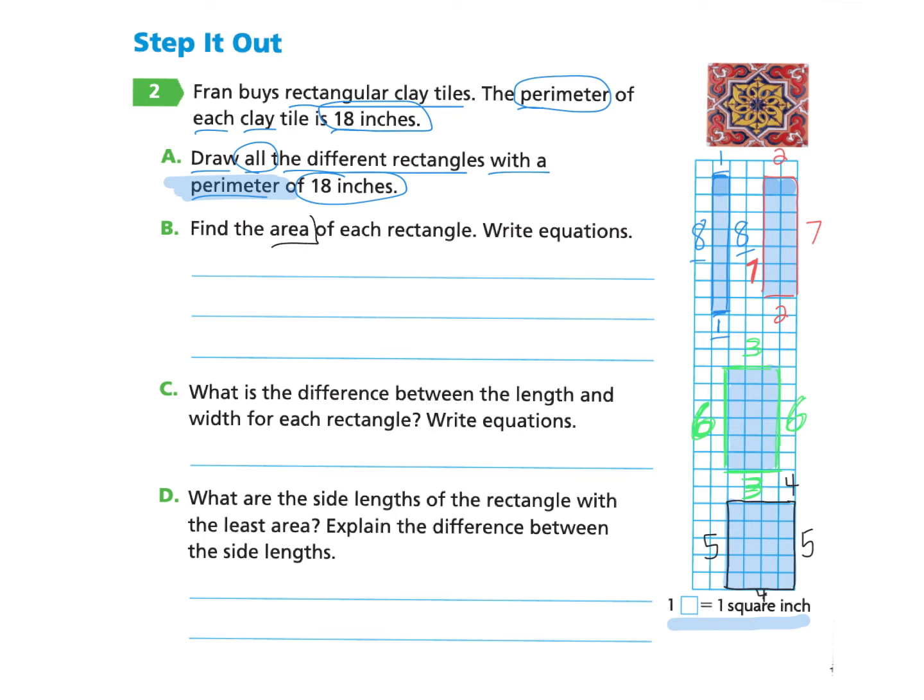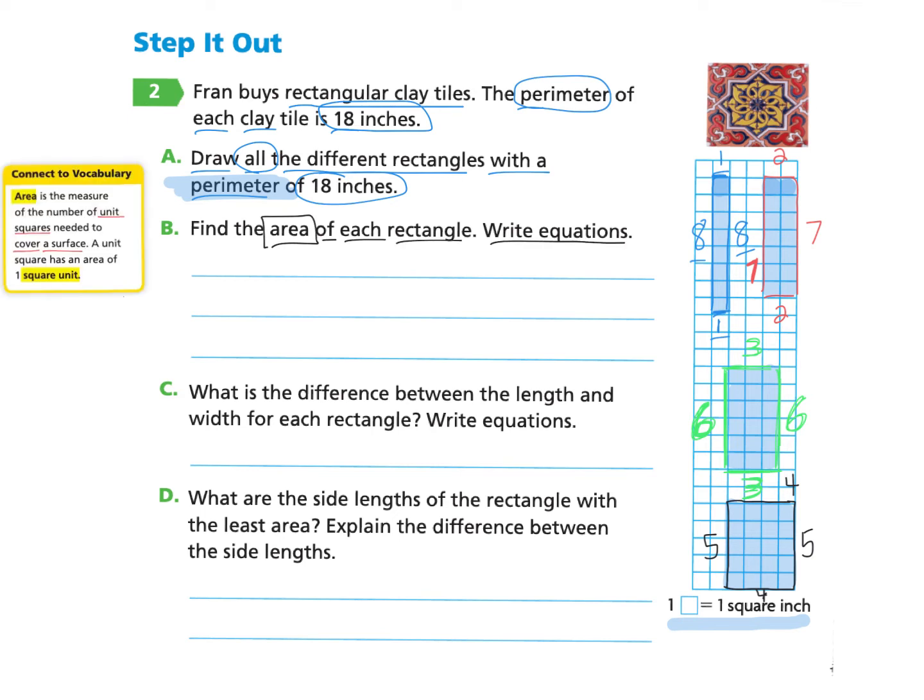Find the area of each rectangle. Write equations. We can remember that area is the measure of the number of unit squares needed to cover a surface. The first rectangle we created had a length of 8 by a width of 1. And if we count the amount of squares, 1, 2, 3, 4, 5, 6, 7, 8. So we find that there are 8, which means there are 8 square inches.